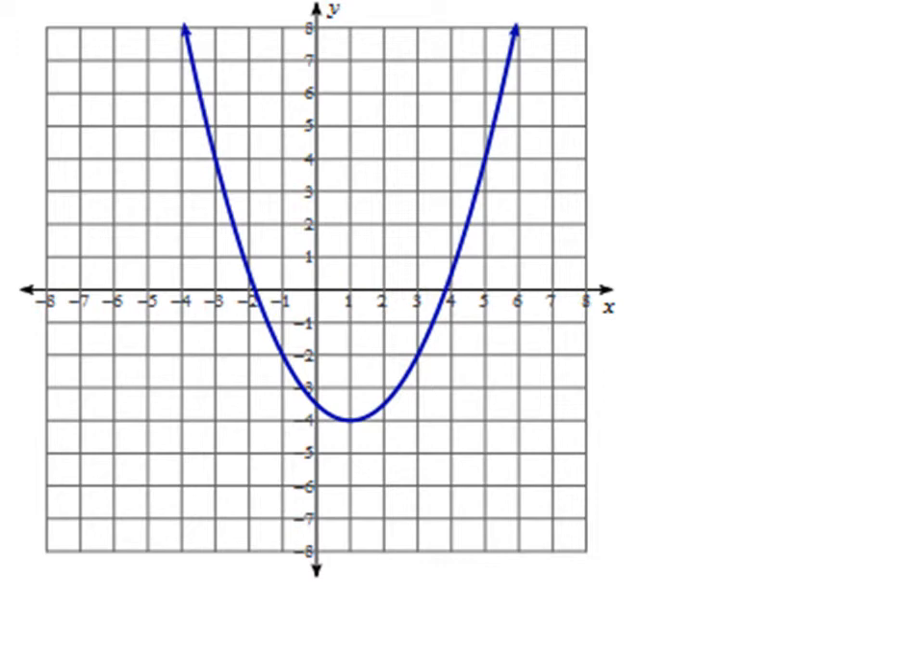Again, let's take a look at our vertex. To find our vertex, we're going to go over 1 and down 4. So we know our vertex is 1, -4. So far we know the equation looks like this.